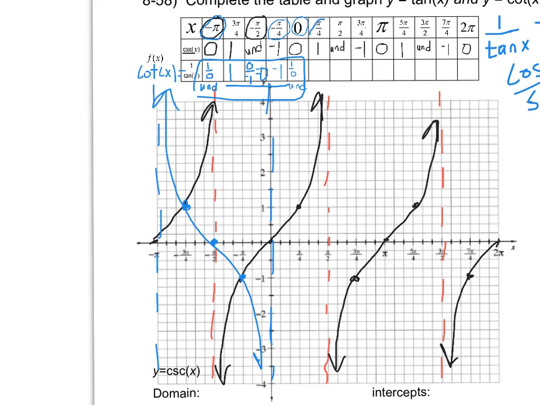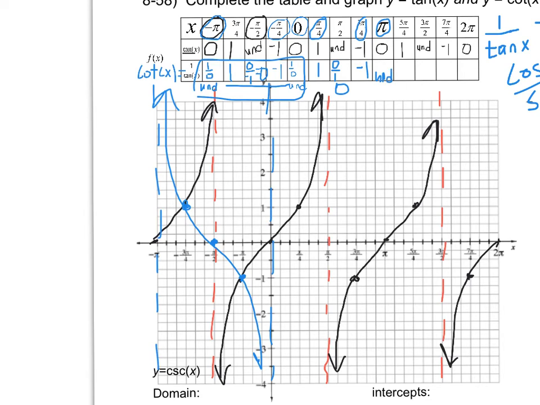So if I take a look at the cosine of pi over 4 over the sine of pi over 4, well, that's the square root of 2 over 2 divided by the square root of 2 over 2, which is 1. This is going to be the cosine of pi over 2, which is 0, over the sine of pi over 2, which is 1. That gives me 0. This is the cosine of 3 pi over 4 over the sine of 3 pi over 4. That's going to be a negative 1. And the cosine of pi over the sine of pi, that's going to be undefined.